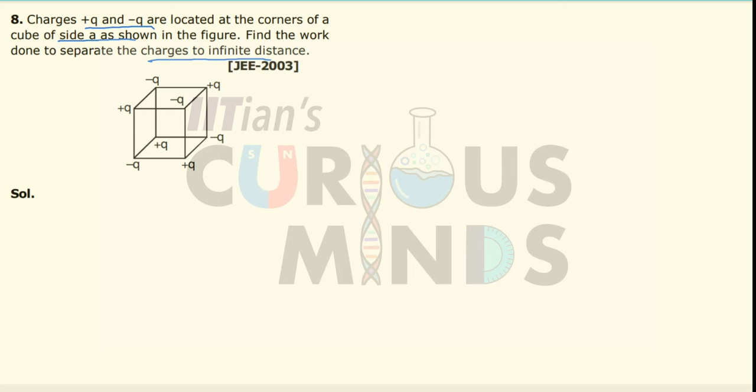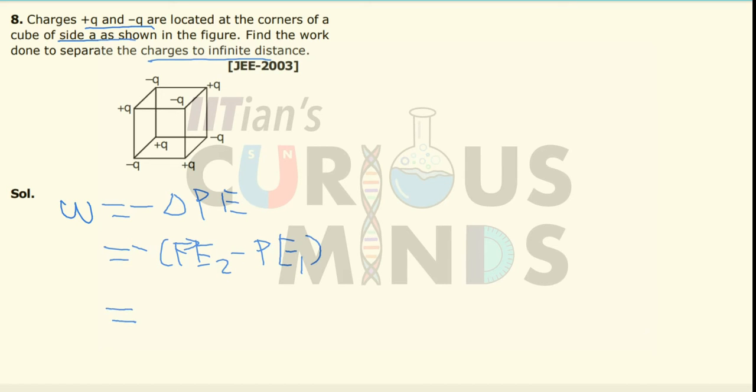First of all, the work done will be equal to the negative of the change in potential energy, which will be equal to negative of the potential energy in the second case minus the potential energy in the first case. Now, when they are separated at an infinite distance, the potential energy between all of them will be equal to 0, since there is no interaction.